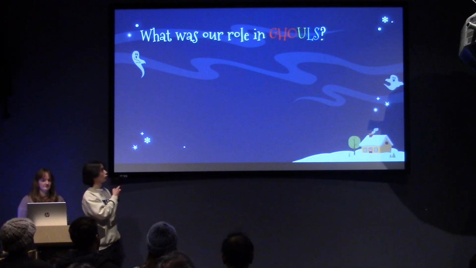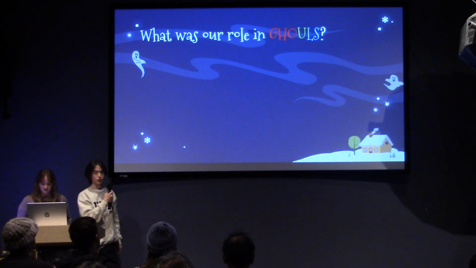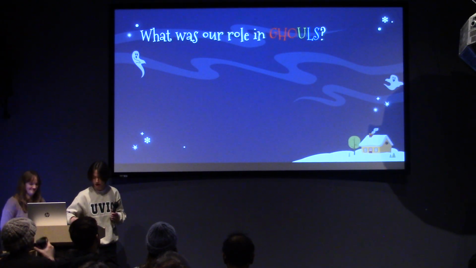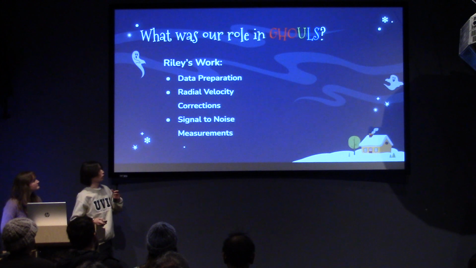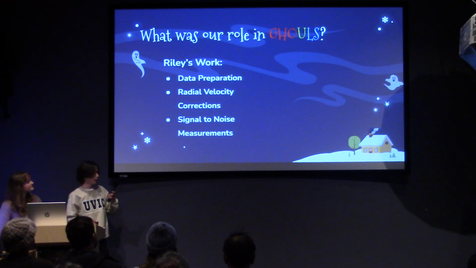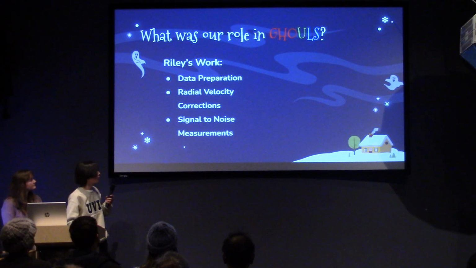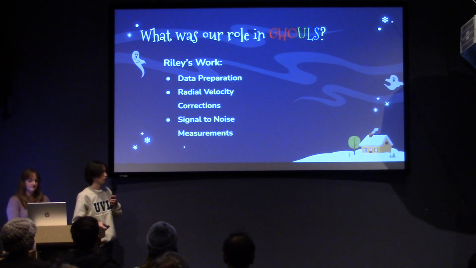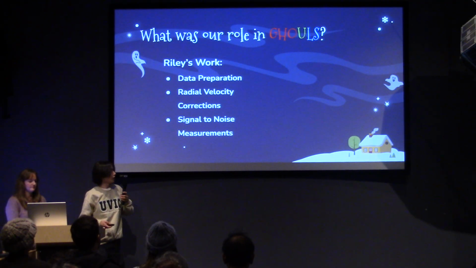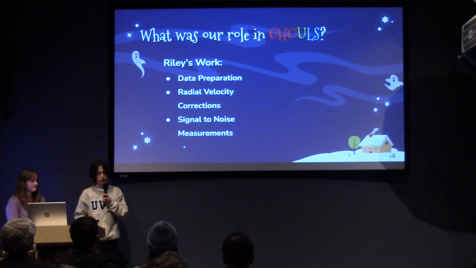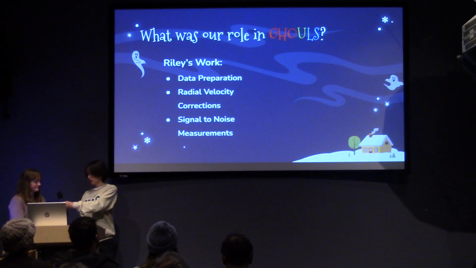Now that we have gone over the criteria for GHOULS, what was our role in GHOULS? My work in GHOULS was initially doing data preparation on the data we received from GHOULS, and then I would do radial velocity corrections. And after that, I would also do signal-to-noise measurements. We will be describing what these are in a bit.